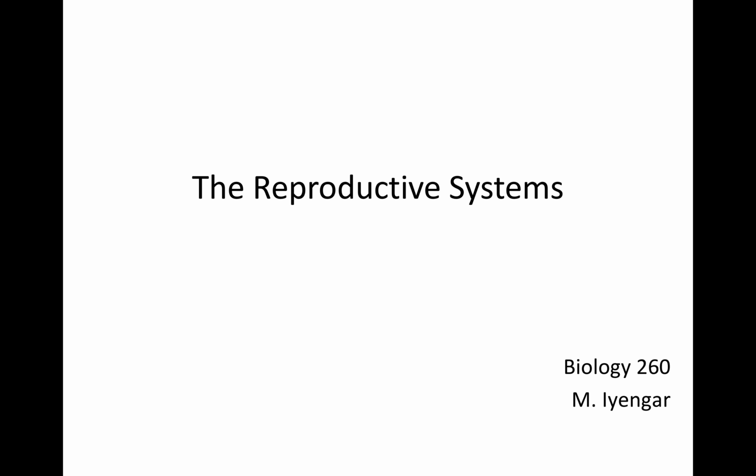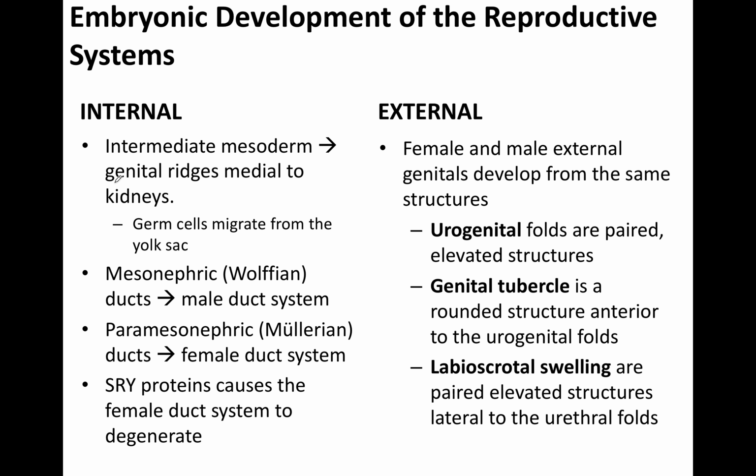Both systems actually are going to develop embryologically at the exact same time. So during fetal development, both female and male reproductive anatomical parts develop simultaneously. So the internal components are going to come from our mesoderm. So here we have mesoderm is going to form some genital ridges that are going to be next to the kidneys, medial to the kidneys.